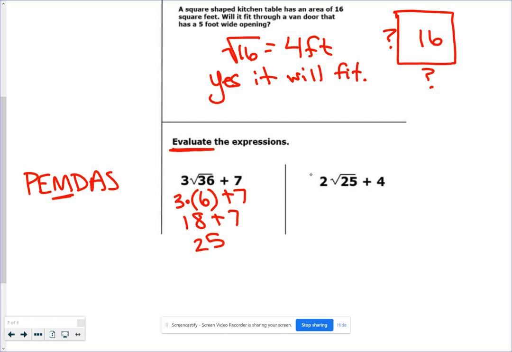All right, how about you try the next one on your own? Hopefully you paused it. You try it on your own. If you didn't, make sure to pause it now. Like on this last one, we're going to treat the square root sign like parentheses, and that's first over here. So 2 times the square root of 25, which is 5, plus 4. Then we multiply, then add. So 2 times 5 is 10, plus 4 is 14.